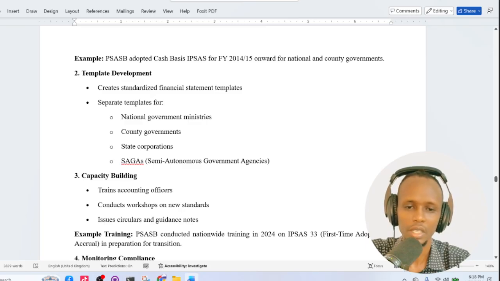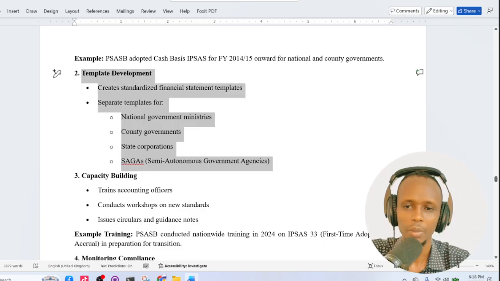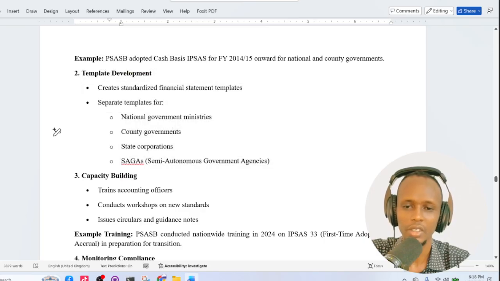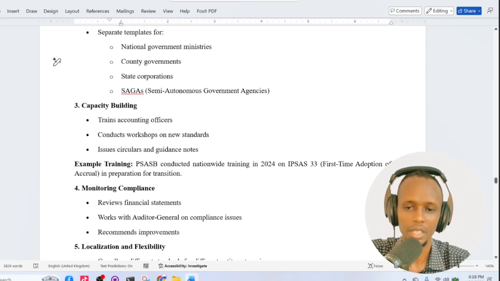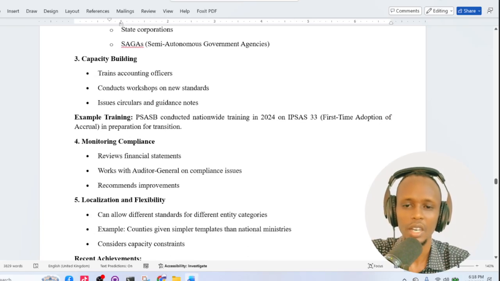Template development, yes. If you go to the Public Sector Accounting Standards Board Kenya, you will see the templates of various entities. Capacity building, yes. IPSASB and PSASB also train accountants in Kenya in cooperation with the National Treasury and also ICPAK.